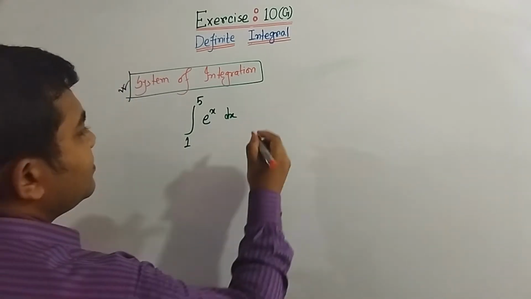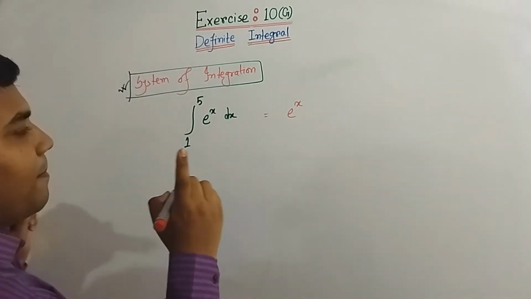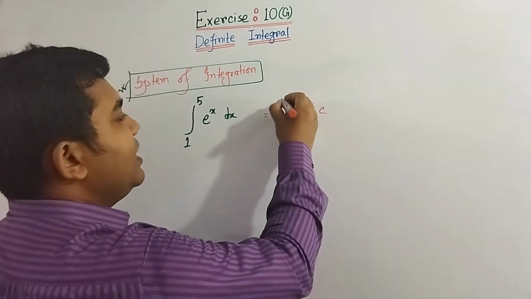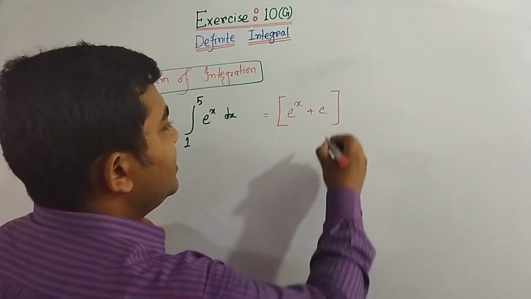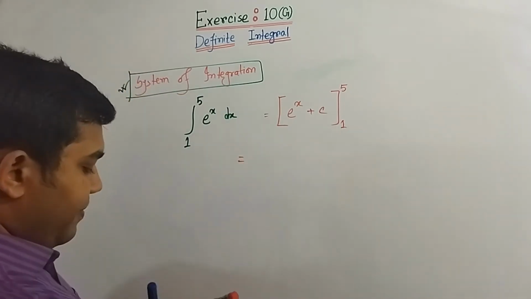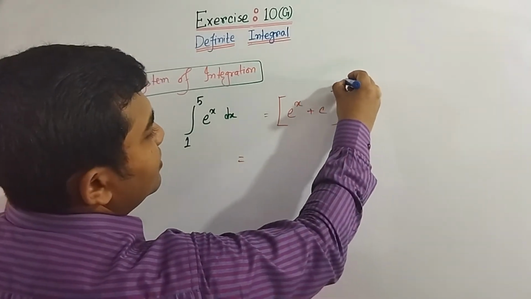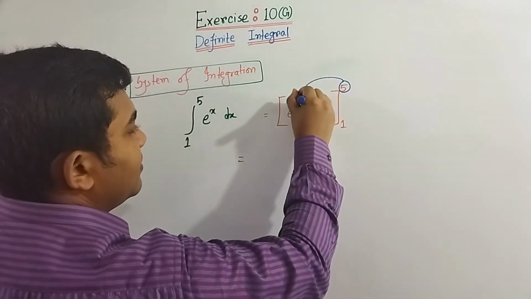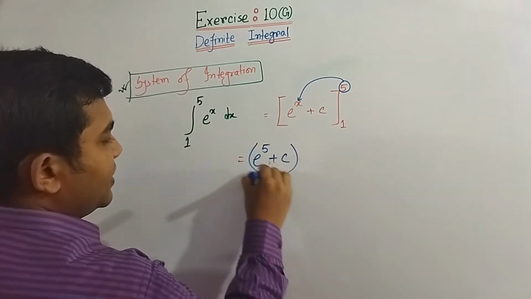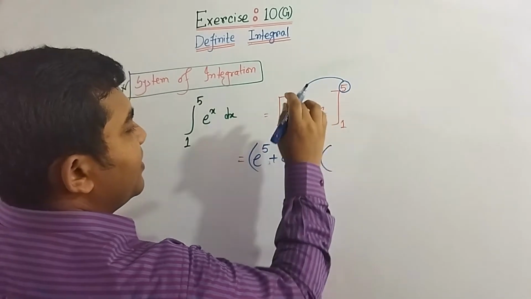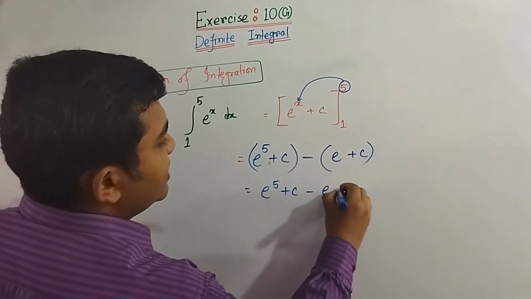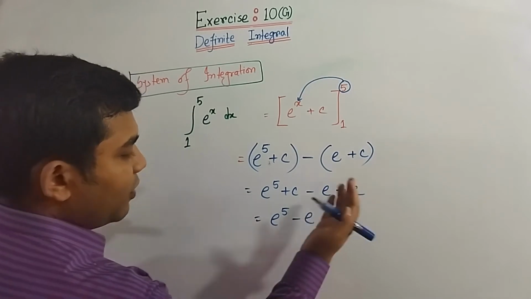Exactly, that is e to the power x plus c, isn't it? But since the limiting values are given here, we'll use the third bracket. Then what we will do is put the limiting value in place of x first, that is e to the power 5 plus c, minus, then we'll put the other value in place of x, e to the power 1 plus c. That means we'll get e to the power 5 plus c minus e minus c. That means e to the power 5 minus e to the power 1, or e.